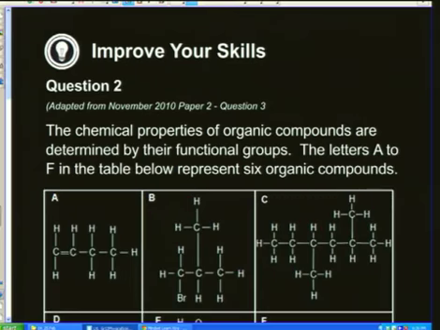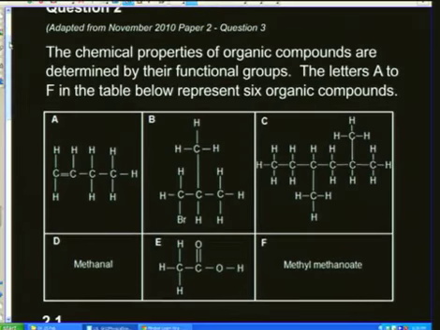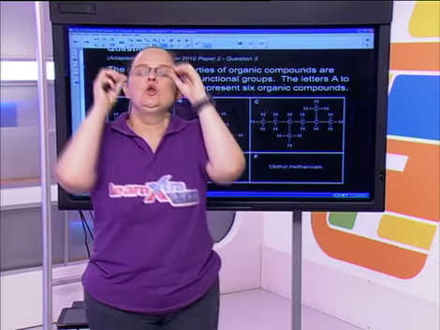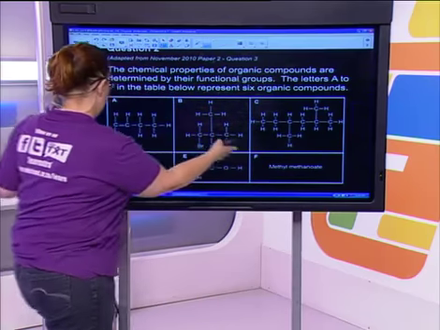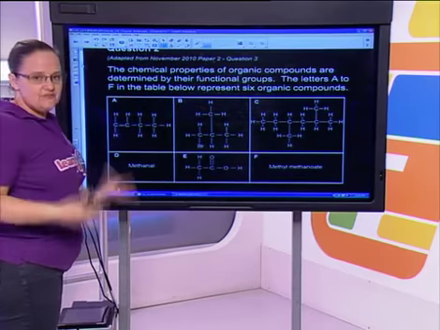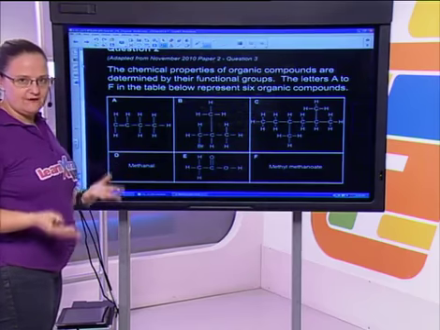Okay, this is adapted from question 3 from the November 2010 paper, this one. So this is what you're going to get. The chemical properties of organic compounds are determined by their functional groups. The letters A to F in the table below represent 6 organic compounds. Now, grade 12s, before you even look at the question, I'm not even going to scroll up, look at what they've given you and see if you can name them, see if you can identify what they are.